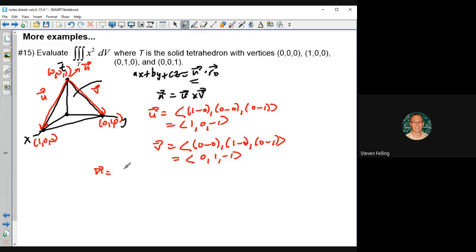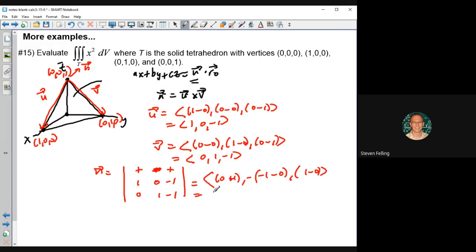That's going to be plus, minus, plus, with the rows 1, 0, negative 1 and 0, 1, negative 1, which would give me the positive one: 0 minus negative 1, and then the negative of negative 1 minus 0, and then 1 minus 0. That gives me 1, negative negative 1 is 1, 1. So the vector 1, 1, 1 is normal to this plane.